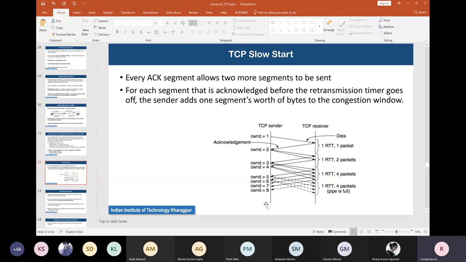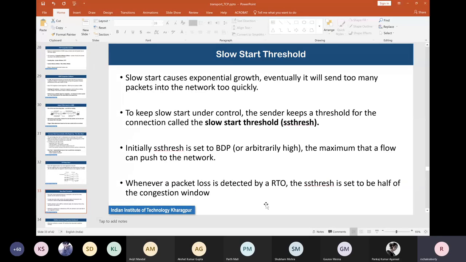Okay, this is unfortunately called slow start. But is this too aggressive? So many packets you are sending out might also be bad. So you set something called a slow start threshold. It is initially set to the bandwidth delay product or arbitrarily to a high value. And that's the maximum that a flow can push to the network.